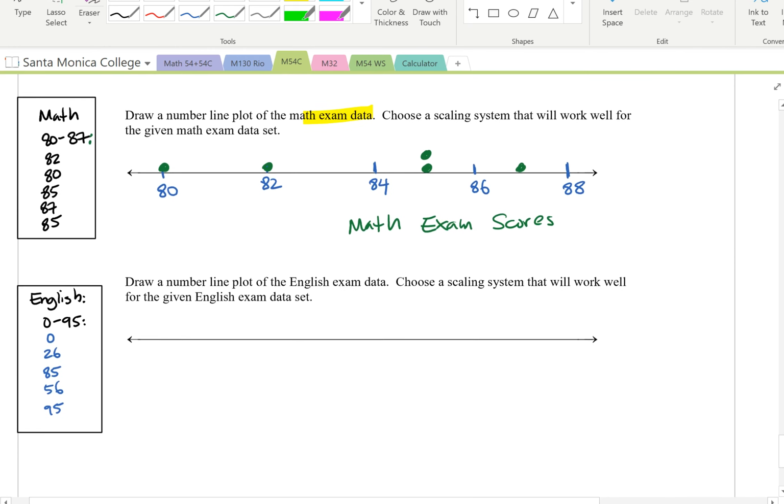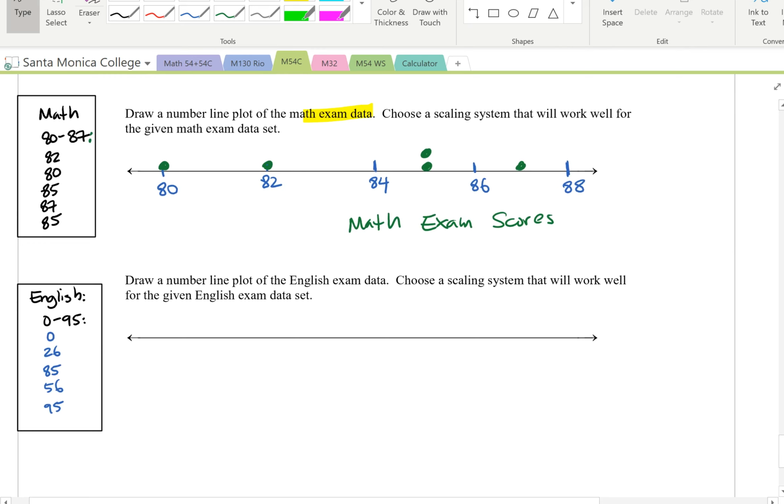Let's draw another number line for the English exam data. Now, notice that English is from 0 to 95, so the number line that I did for math is not going to work for English. I need to do a different one. Okay, let's think about it. 0 to 95 means I might have a big range here. I have to begin at 0, and now I need to decide how much to increase. If I increase by 5, it might be a little too much, because I need to get all the way up to 100, so maybe increment by 10. So I will pick an increment of 10.